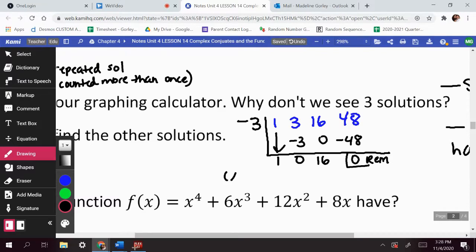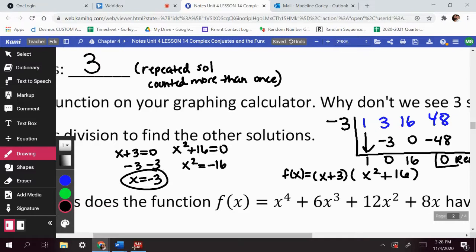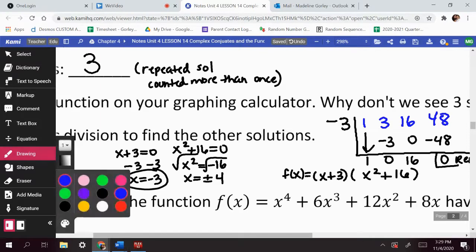Okay, my factor was x plus 3 for that, and this divisor would be x squared plus 16, right? If this is my function, and I want to get my solutions, I'd set each factor equal to 0 and solve. So I would subtract 3 on both sides here. We get one solution is -3. And here, if I subtract 16 on both sides and then square root both sides, what am I getting as my answer? Well, the square root of 16 is 4, but what do I need to put if I have a negative under a square root? This would be plus or minus 4i.